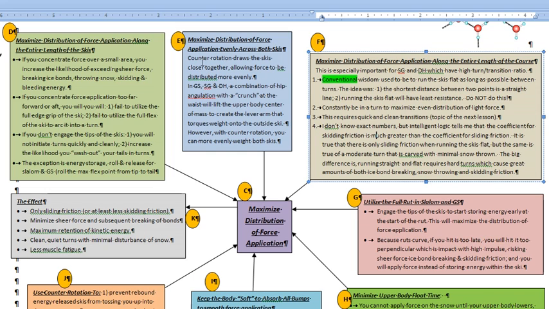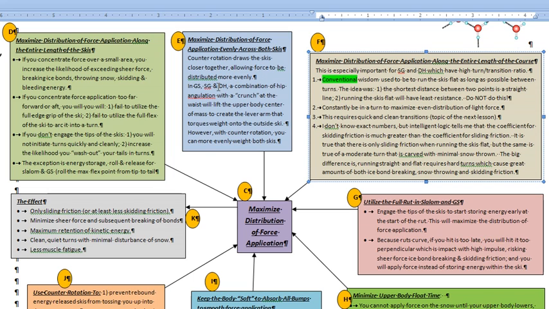Now the next thing is you want to maximize distribution of force application evenly across both skis. So here you want to apply force evenly throughout the ski. Here you want to apply force relatively evenly across both skis. I mean, you generally want to weight your outside ski more. However, when you have counter rotation, this draws the skis closer together. Counter rotation with slip and slide draws the skis closer together, allowing force to be distributed more evenly.